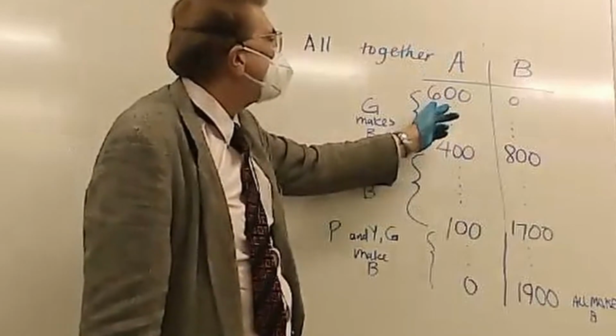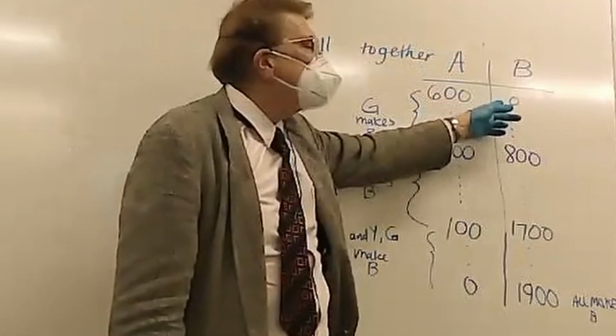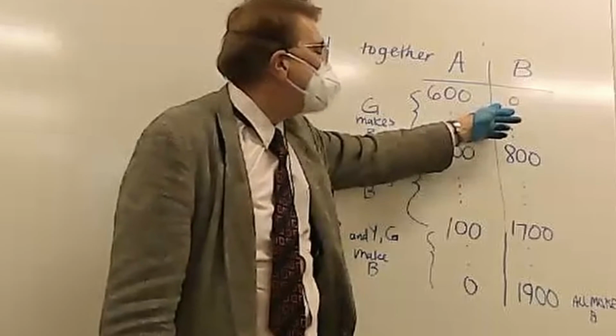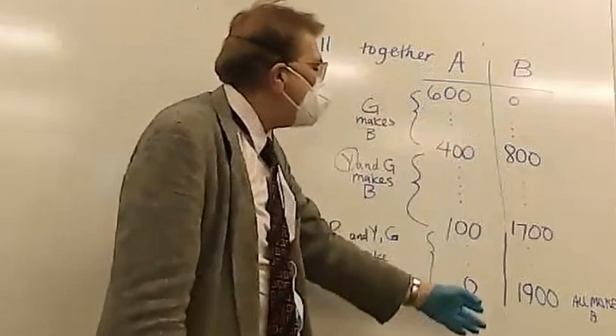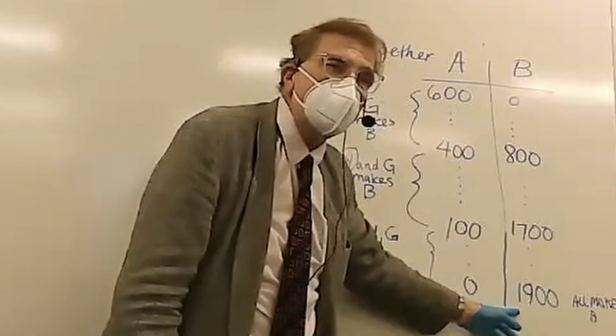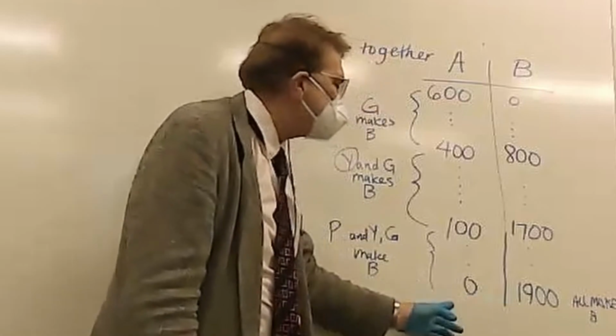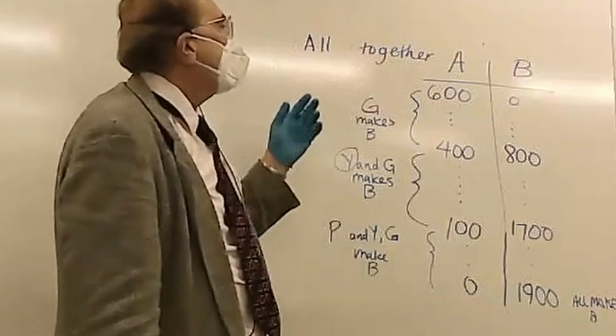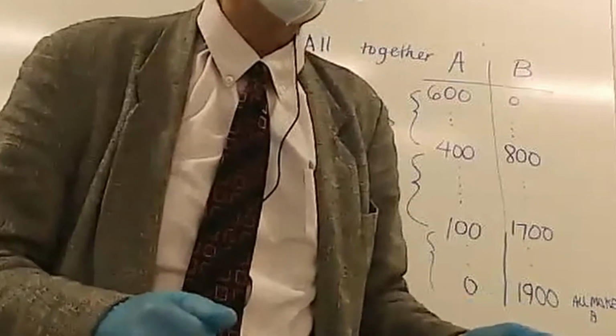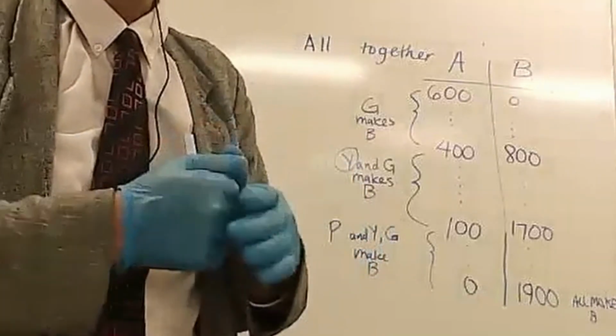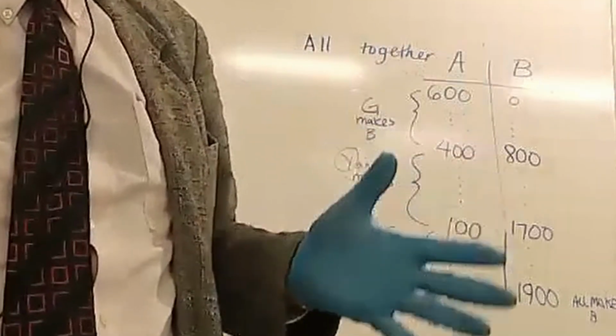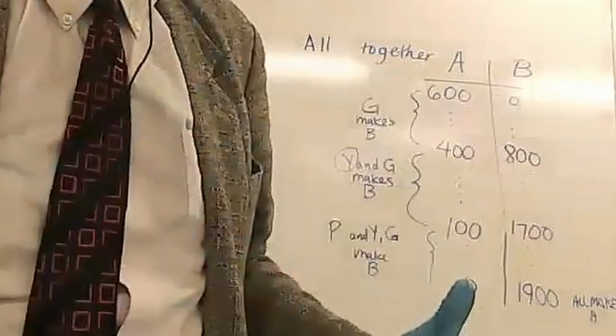If they did nothing but make A, they can make 600A. But then they wouldn't have any resources left over to make B. If they did nothing but make B, they could make a total of 1900 B, but then they wouldn't have any resources left over to make A. The crucial thing, though, is if you're going to have all three resources and put them together, you need to put them together in the order that's correct.